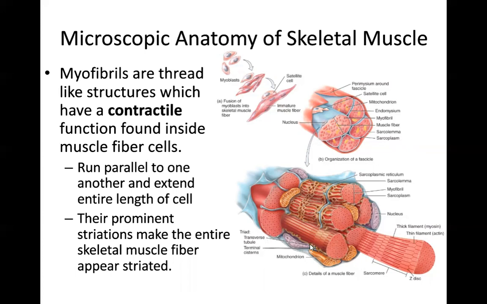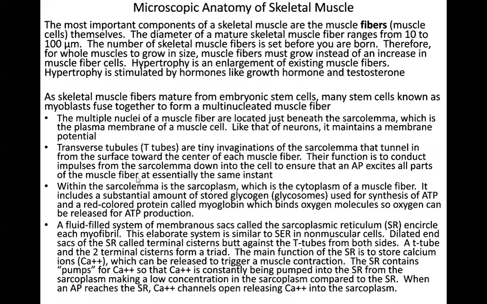And since there are three things involved, we call that set of three things a triad: the T-tube on the inside and the terminal cisterns on both sides. Now, the function of the SR is to store calcium, which is important, but more importantly, releasing calcium to trigger a muscle contraction. We release calcium, and we're going to talk a lot about this when we get to muscle contractions.